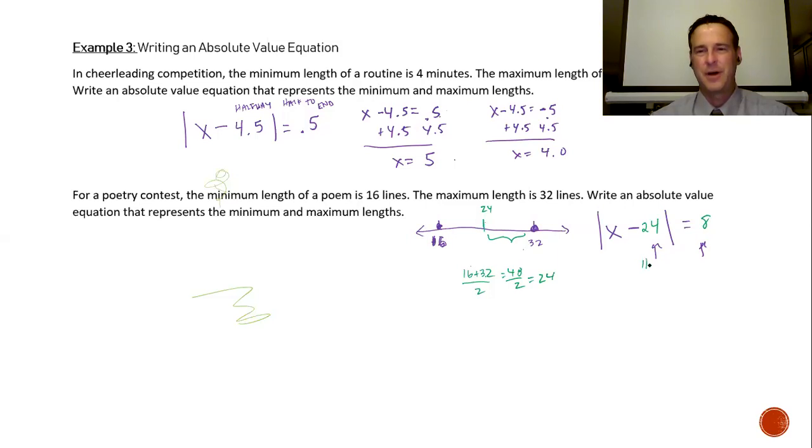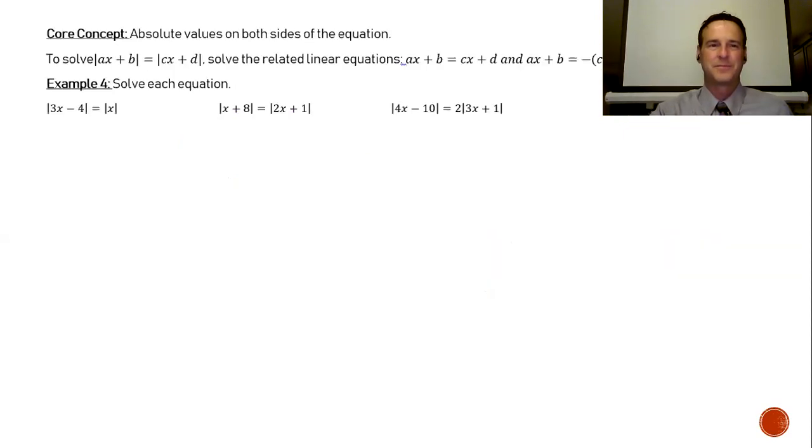Again, halfway spot. If you're not sure how to find the halfway spot, there's your 16, there's your 32, add them and divide by 2. If you want to do a little test to see that it works, then you can, but you don't have to. All right. If there's no questions on this, then we go to one more final part.